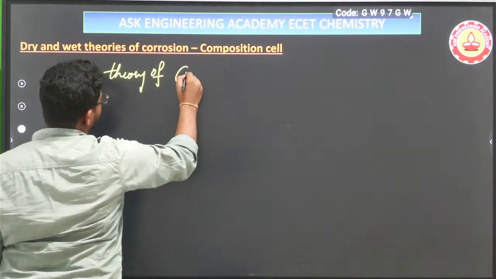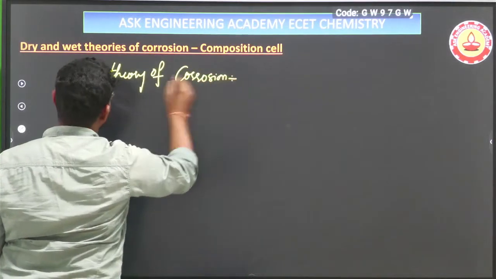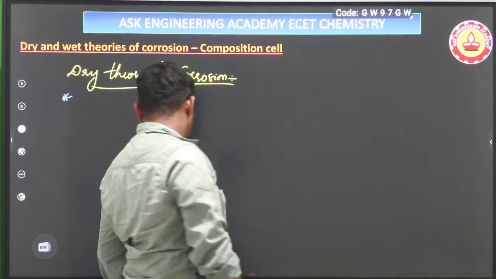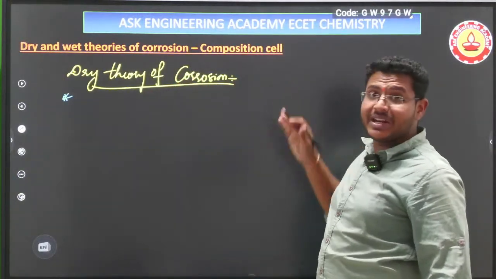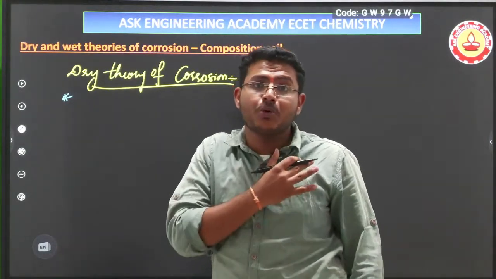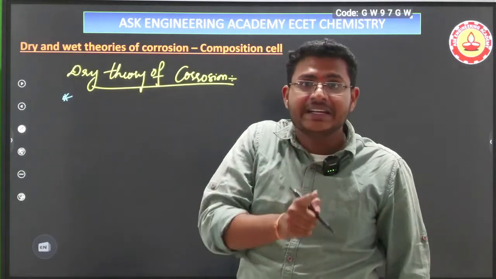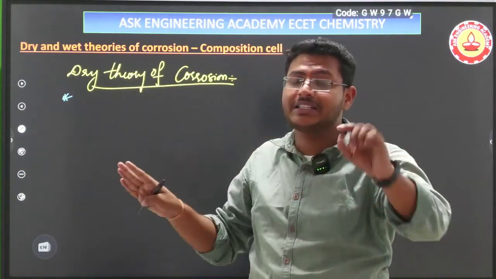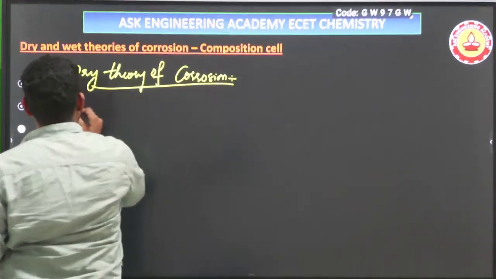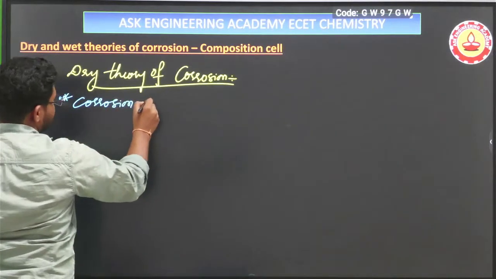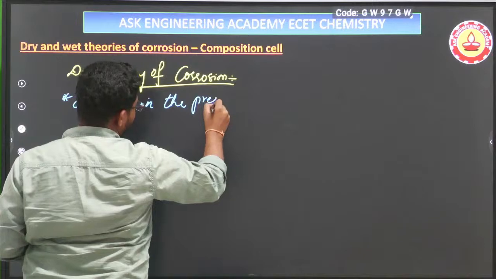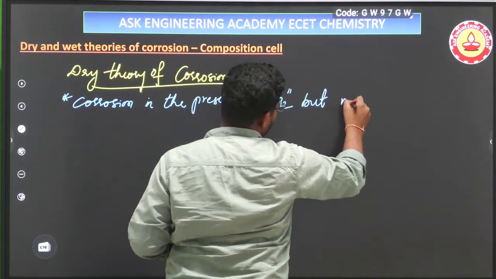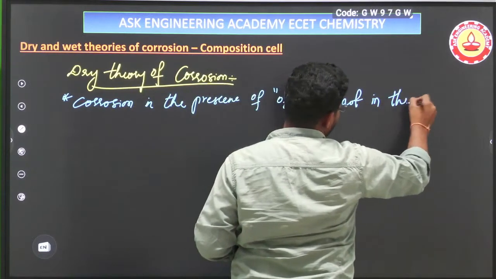Dry theory of corrosion. Dry theory in the sense, in the name itself, dry. Dry in the sense there are no wet conditions, there is no moisture content in this case. That means the degradation of the metallic surface happens only by exposure to atmospheric gases but not moisture content. That means in the absence of moisture, it is simply corrosion in the presence of air or atmosphere, in the presence of oxygen for example, but not in the presence of moisture.